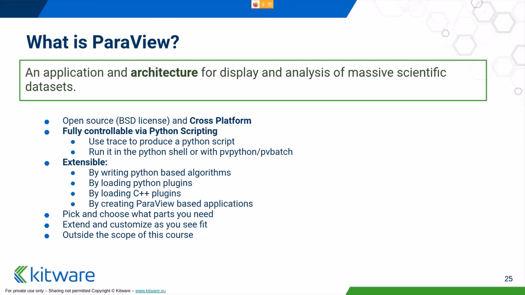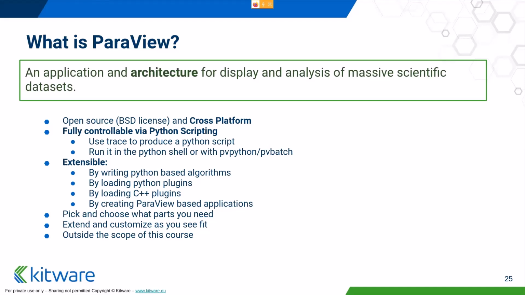How do you use that with Python scripting? Well, you can create a trace. When you do actions in the interface, you can trace what you do, and it will generate a Python script, which contains all the Python methods you need to call to do the same thing you've done in the interface, but to do that automatically in Python. Then you can run these scripts in PVPython or in PVBatch. We'll see that later.